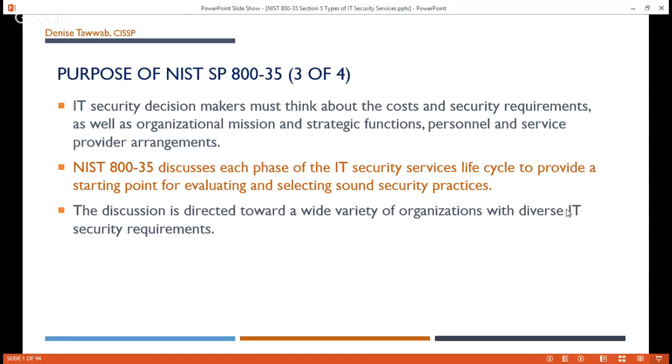835 discusses each phase of the IT security services life cycle. And the discussion is directed toward a wide variety of organizations with really diverse needs. So some of the stuff that you'll hear will be relevant to your organization, especially if you're a large organization. If you're a smaller organization, some of the stuff won't be relevant to you. If you're a federal organization, then all of the stuff I discuss will apply in some way to your organization.